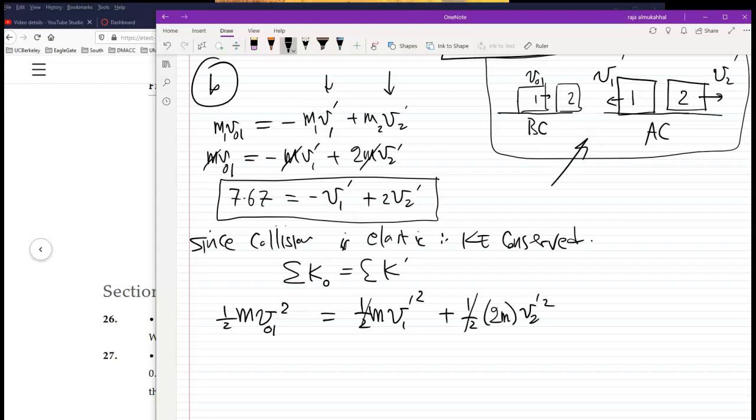So halves cancel out, masses cancel out. I'm left with V01 squared equals V1 prime squared plus 2 V2 prime squared. And of course, V01 is equal to 7.67 right there, so it's squared. So I'm going to get that number.